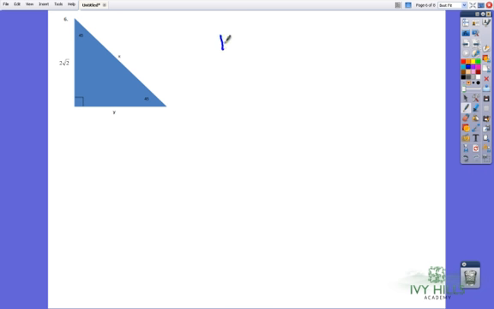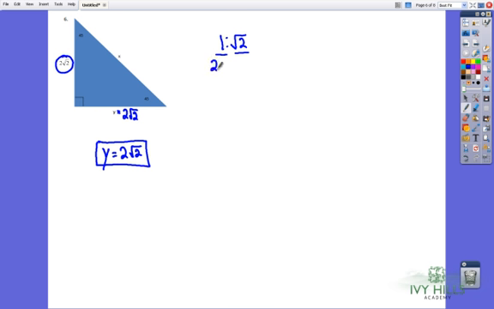Number 6 is another 45, 45, 90 triangle, so we would use 1, root 2 as our extended ratio. The leg is y. If you look at this problem, since we know that this leg is 2 root 2, that means that this leg must also be 2 root 2. So we've solved for y before we've even done anything. y must be 2 root 2 as well.